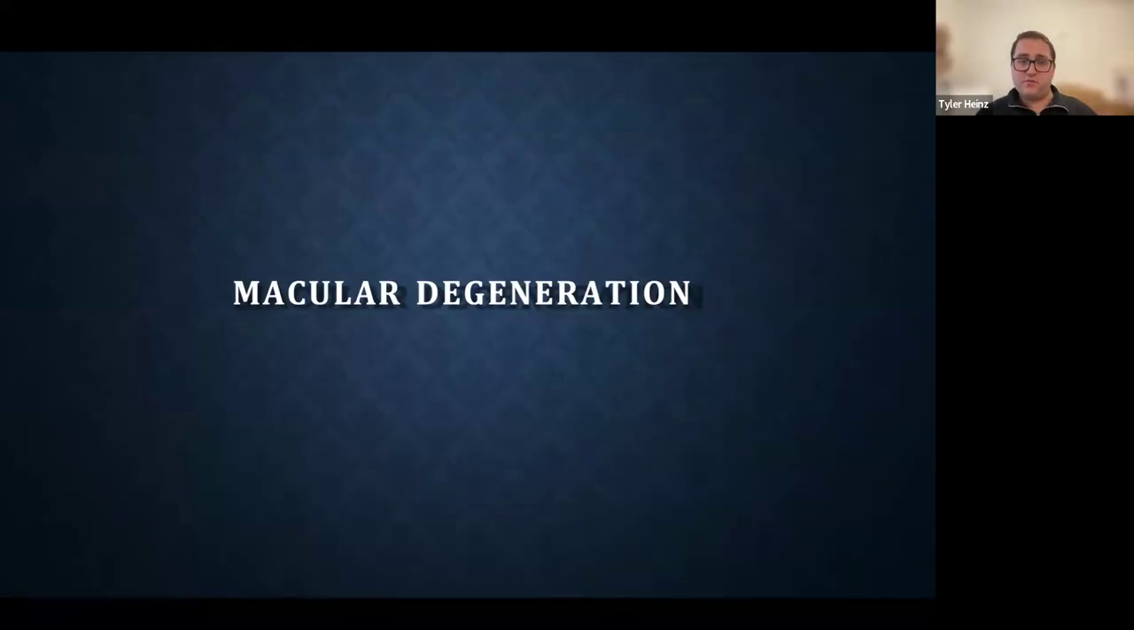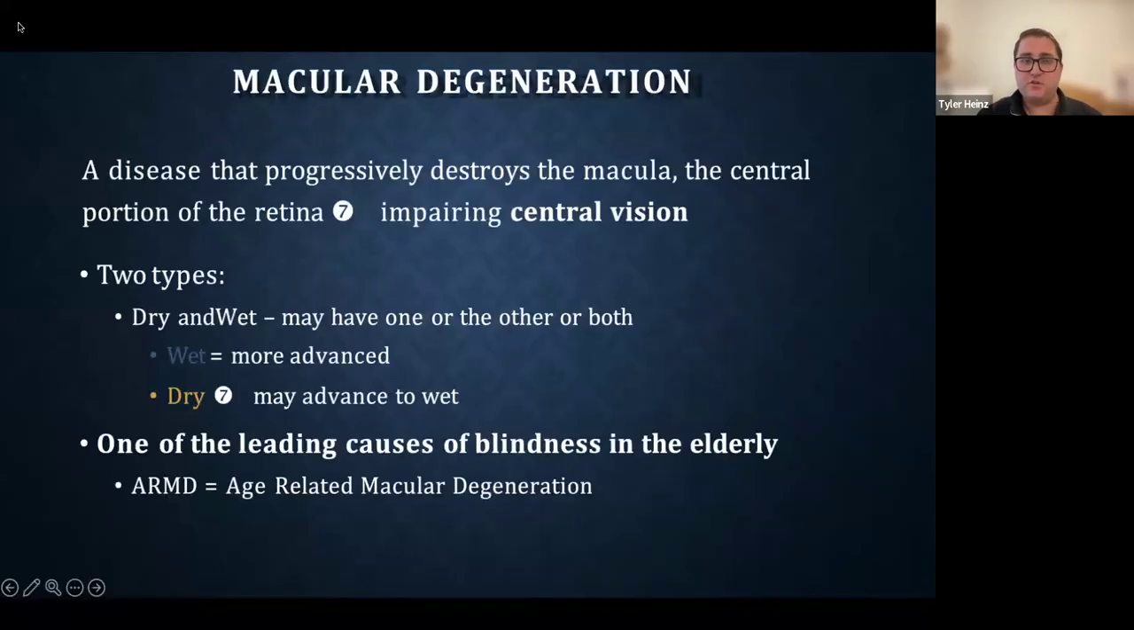Now, macular degeneration. So remember, our macula is our center spot of vision, our 20/20 spot. So macular degeneration is a disease that is progressive. It's going to continue to destroy the macula and the tissue within the central portion of the retina. Again, that's our macula, giving us our central vision. So when you're looking at the screen right now, all the light is landing on your macula.